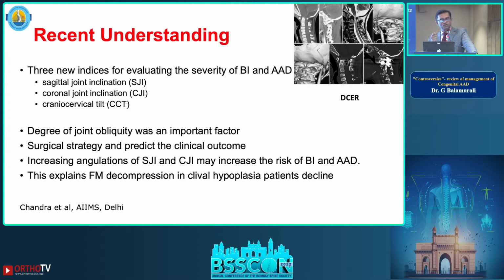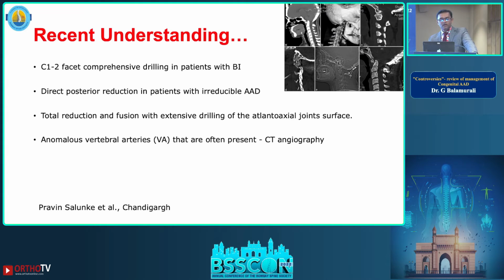If you do not choose the right patient and you just do a foramen magnum decompression in a very oblique tilt, it is going to progress and worsen. Again, Praveen Solanke from Chandigarh is taking it further, saying that this can be reduced by just drilling and aligning the C2 facet. So if you are able to align it properly, then you can reduce it nicely, and all this can be done posteriorly.